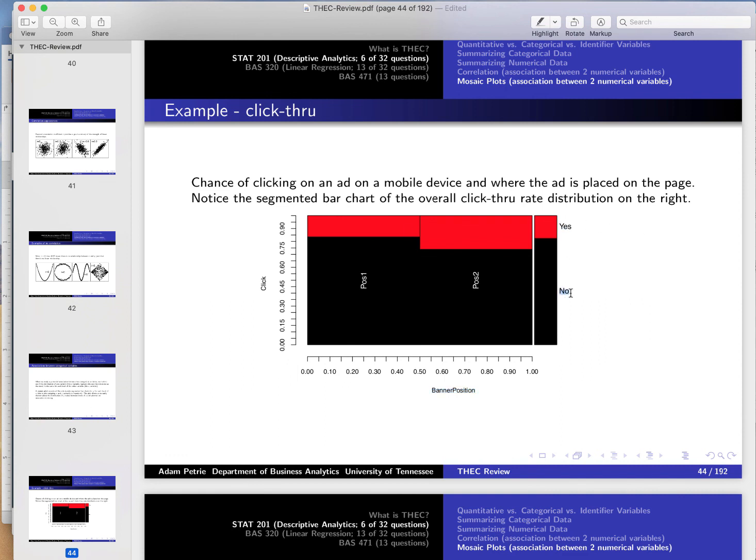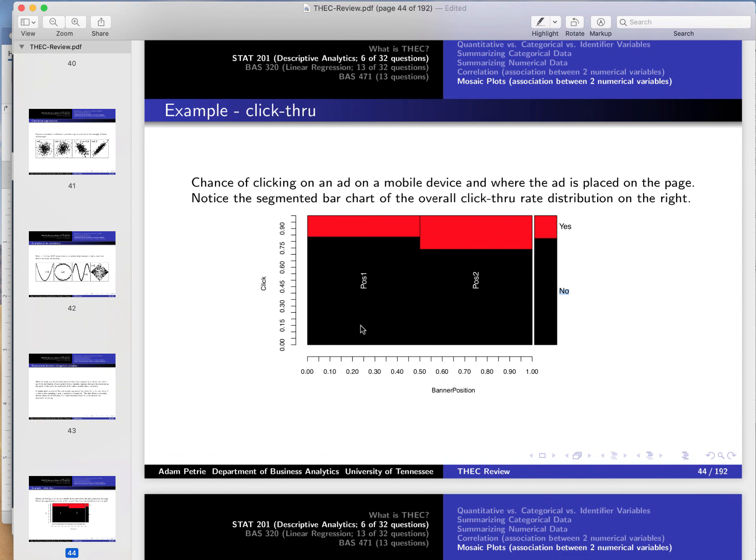So, two categorical variables. I want to know how strong of an association there is between these two. The stronger the association, the more evidence that I would have that one design is better than the other. And so a mosaic plot is going to help me visualize this association as follows.